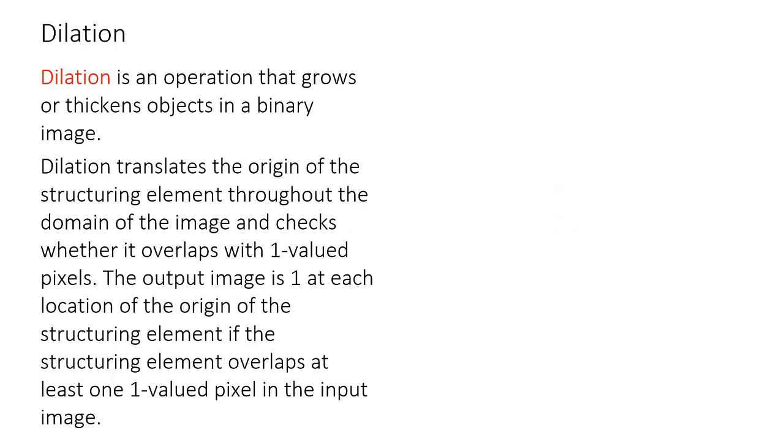So dilation is an operation that grows or thickens objects in binary images. Dilation translates the origin of the structuring element throughout the domain of images and checks whether it overlaps with one value pixels. The output of the image is 1 at each location of the origin of the structuring element if the structuring element overlaps at least one valued pixel in the input image. So this is the operation that we carried out.